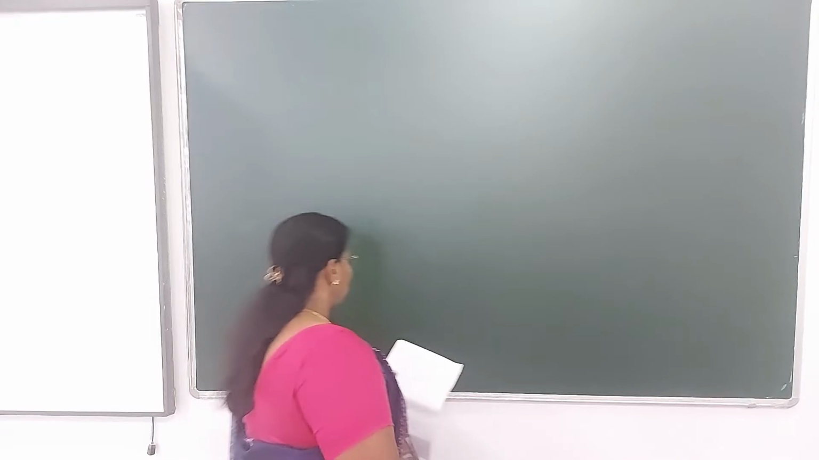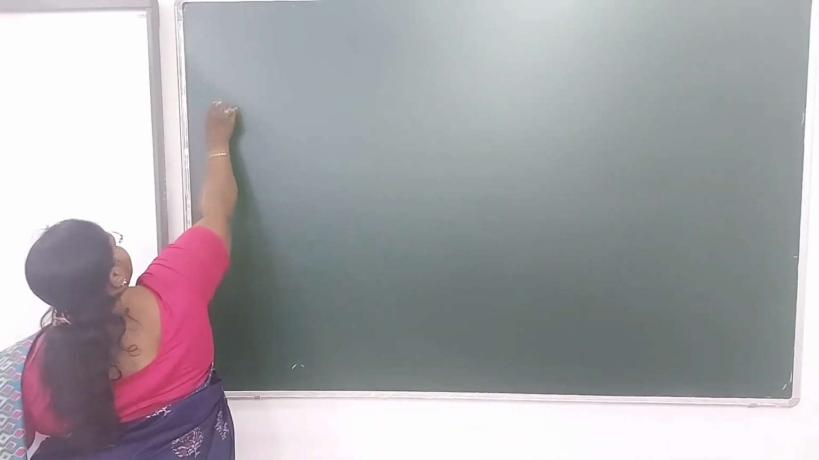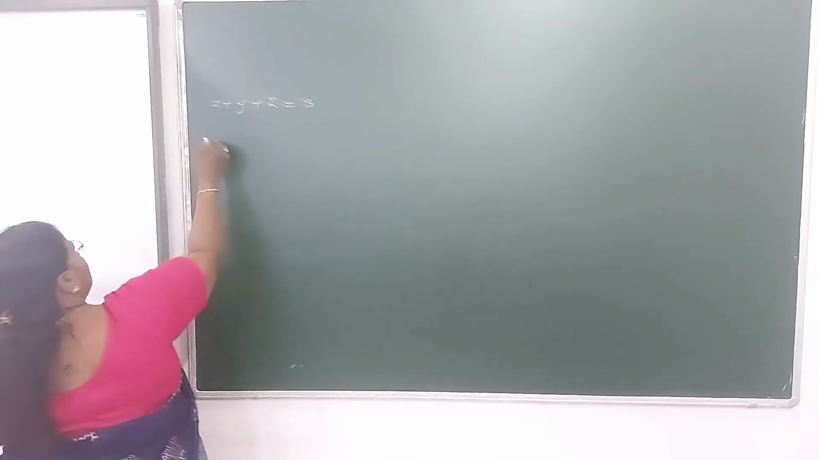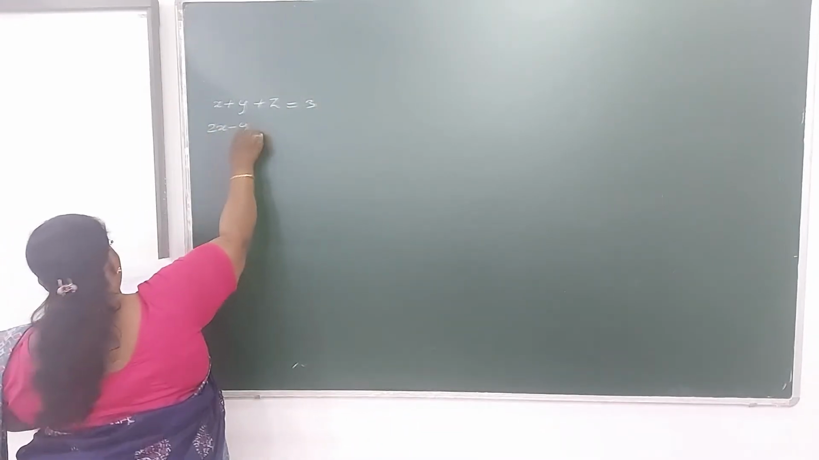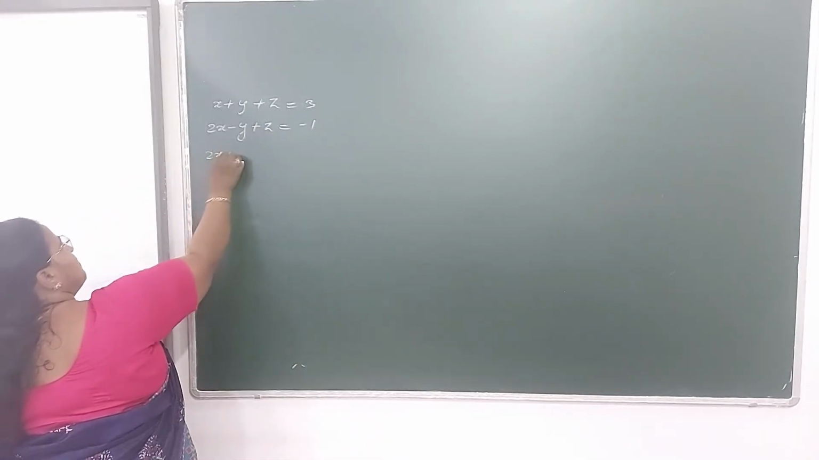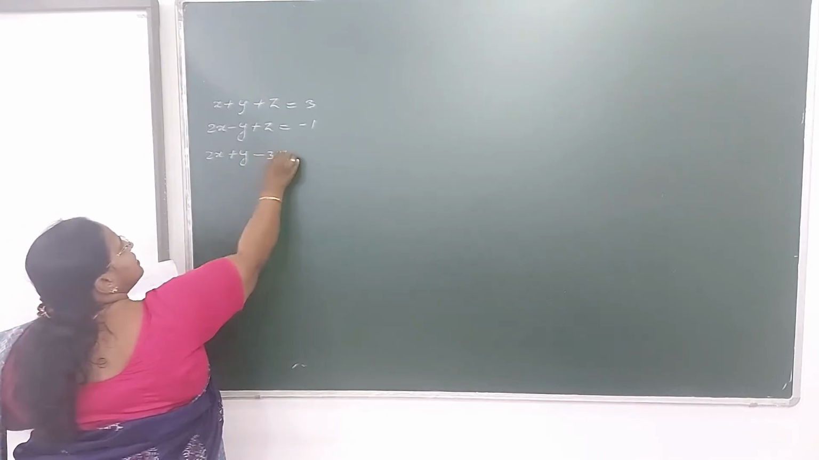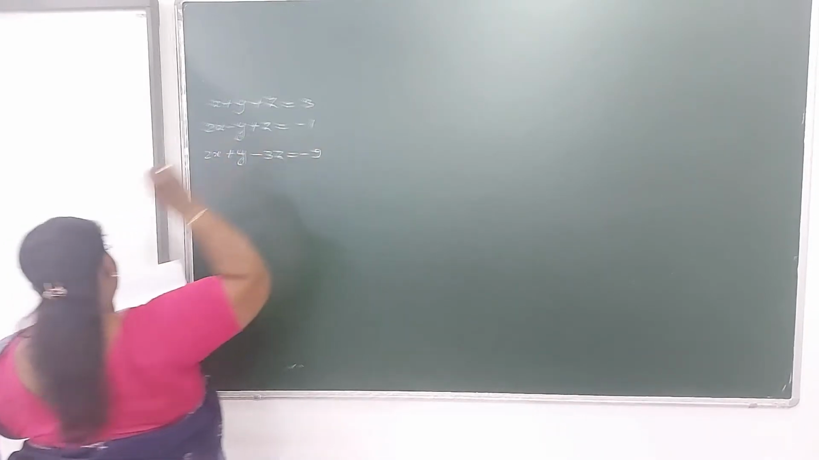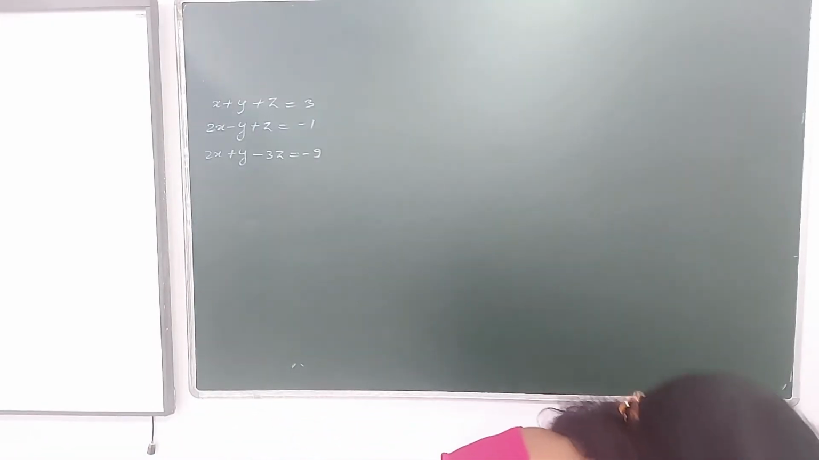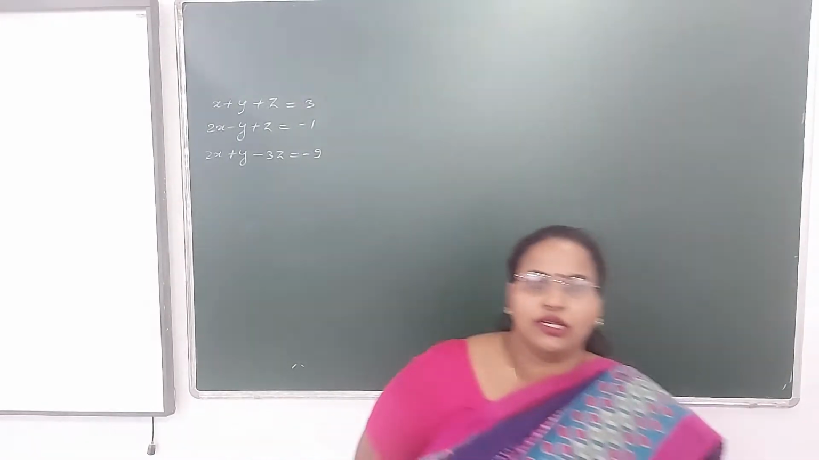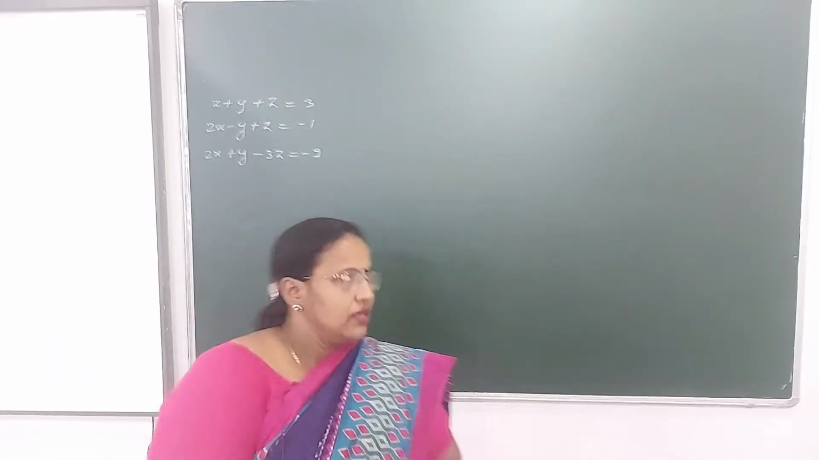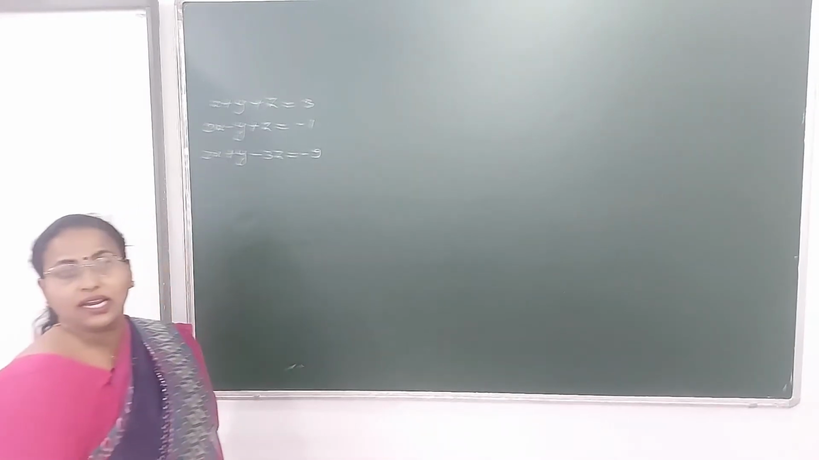Okay, so the equations are given over here. x plus y plus z is equal to 3. This is the first one. 2x minus y plus z is equal to minus 1. And the third is 2x plus y minus 3z is equal to minus 9. Now see, the question is using matrix method solve the equations. That means it is mandatory to use matrix method. Okay, fine. So let us start now.